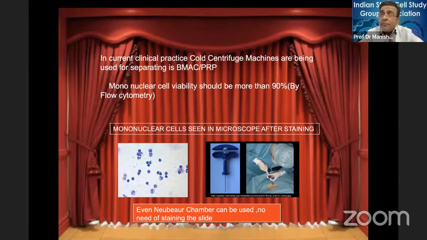One should remember the mononuclear cell viability, which you obtain from the concentrate, should be 90% by flow cytometry, which is again not a very easy task at the district level. Here you can see a slide in which the mononuclear cells have been seen for the staining. Even a new Neubauer chamber in your OT can help you find out what your concentrate is all about.